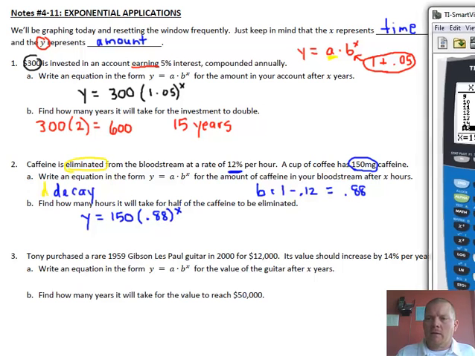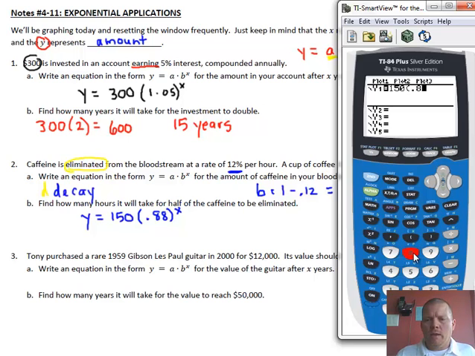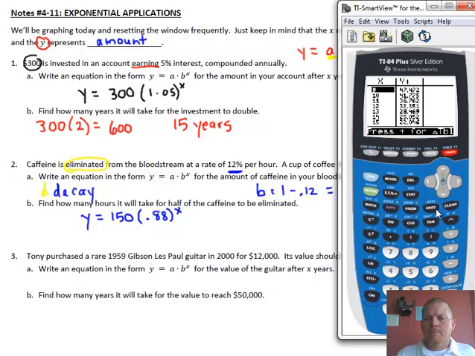So let's get our calculator back out here, and let's go to y equals, we'll clear out this equation, and we'll type in 150 parenthesis 0.88, close my parenthesis, and I do my exponent to the x power. Alright, and if I go to the table, second table, and I'm going to arrow back up to 0. And 0 should always end up being what your initial amount is, so you want to double check that. And our initial amount was 150 milligrams.